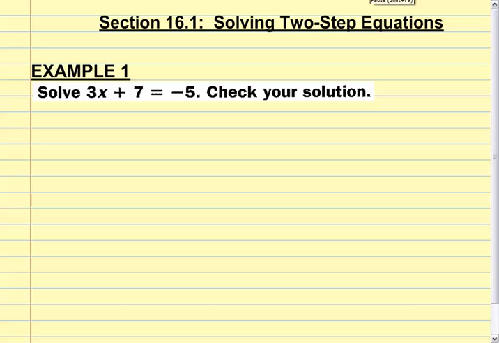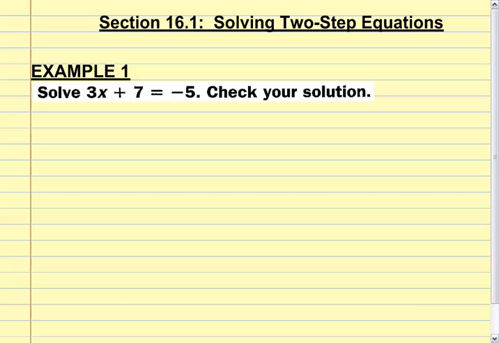Okay, folks, section 16.1, solving two-step equations. Two steps means I'm going to have to do two things before the variable is by itself. What does it mean to solve? Get the variable by itself. Now, what we've been working on, we've had just one thing happening to the variable. Let's look at this first example here.